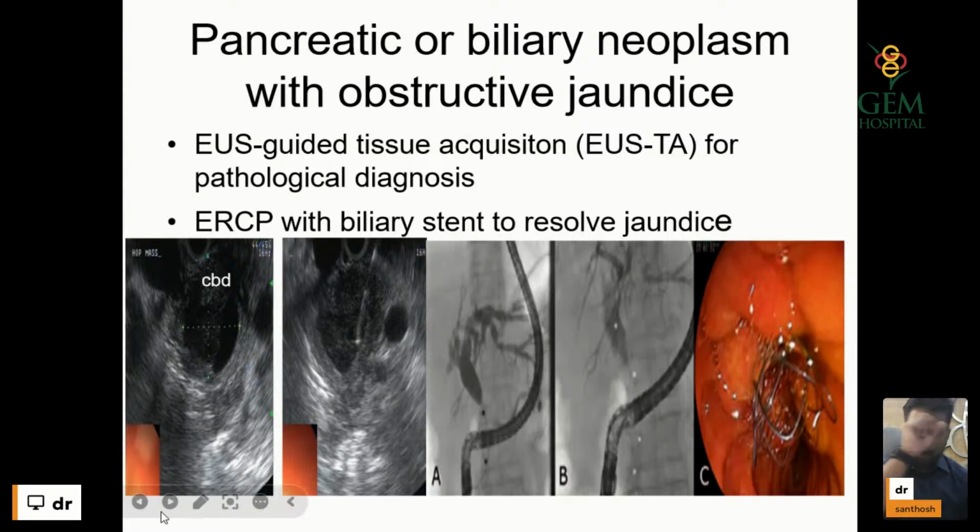Take the first one, pancreatobiliary neoplasm with obstructive jaundice. For example, in a patient with a pancreatic head mass causing biliary obstruction, with bilirubin more than 20, we need a diagnosis and also an intervention to reduce the obstruction. First we can do an EUS-guided tissue biopsy to confirm the diagnosis, followed by ERCP and stenting to relieve the obstruction.